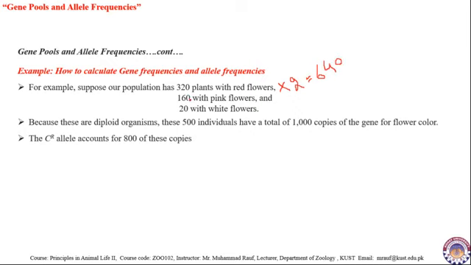And here 160 with pink flowers. Now remember, you can go back to the previous slide and check 160 with pink flowers. Pink flower has one allele CR and the other allele CW. So we will add 160 with it, and that makes 800. So this is the number of copies of this particular allele in that population.